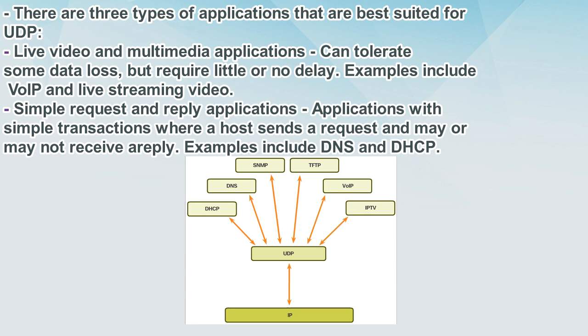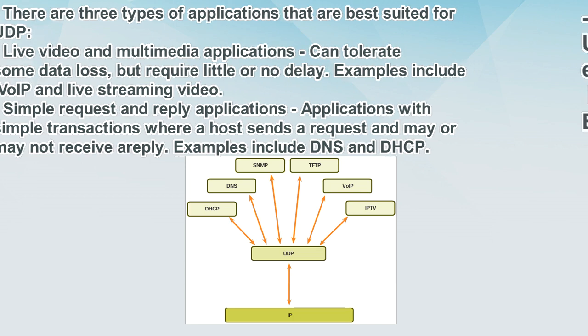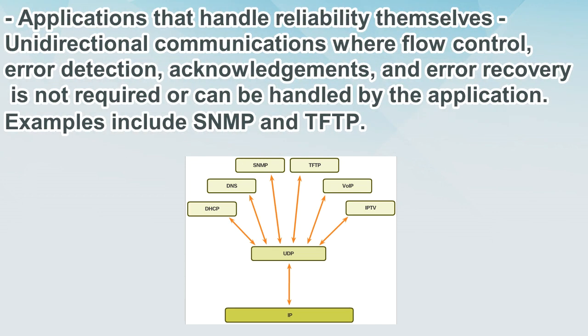Second, simple request and reply applications. Applications with simple transactions where a host sends a request and may or may not receive a reply. Examples include DNS and DHCP. And last, applications that handle reliability themselves. Unidirectional communications where flow control, error detection, acknowledgements, and error recovery are not required or can be handled by the application. Examples include SNMP and TFTP.